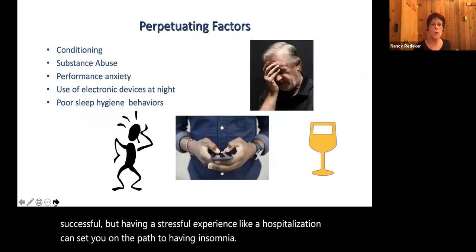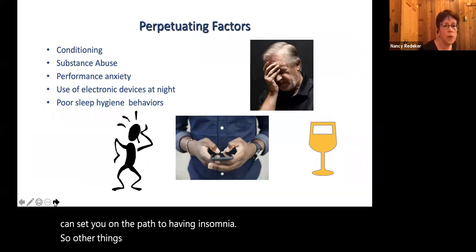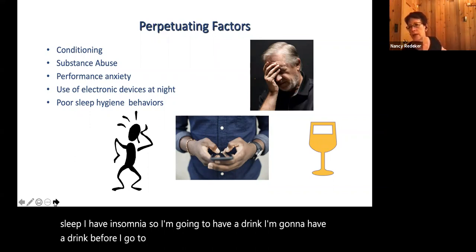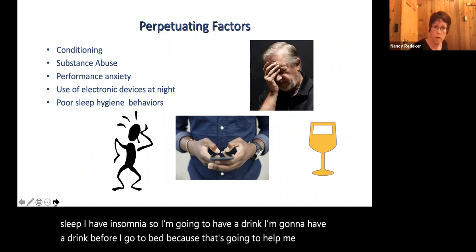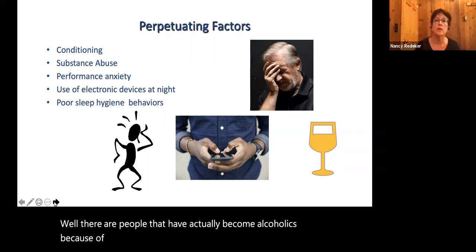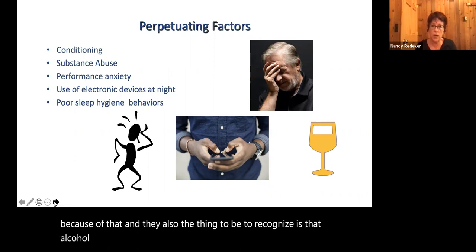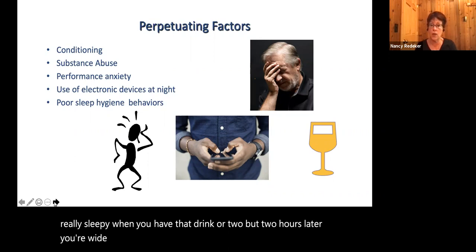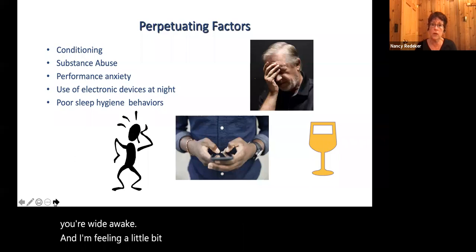So other things are conditioning. There are people that say, I can't sleep, I have insomnia, so I'm going to have a drink before I go to bed because that's going to help me sleep. Well, there are people that have actually become alcoholics because of that. And then also the thing to recognize is that alcohol actually dries out your brain. So you may be really sleepy when you have that drink or two, but 2 hours later you're wide awake and feeling a little bit hyper. And so that's exactly the wrong thing to do, but it can become a habit.